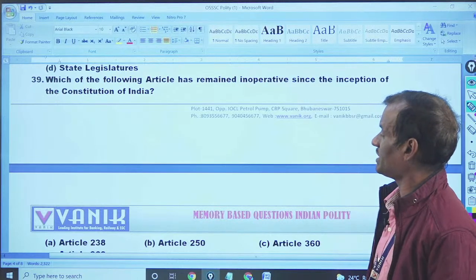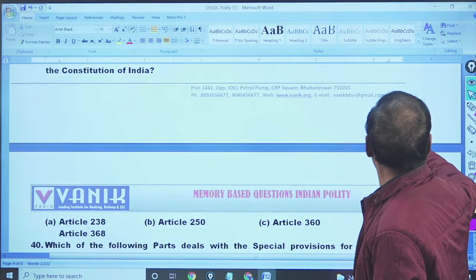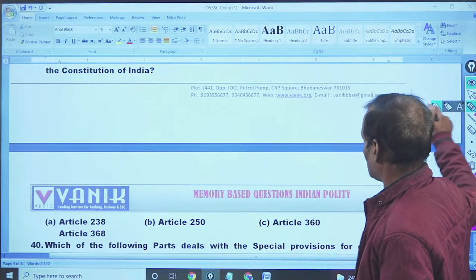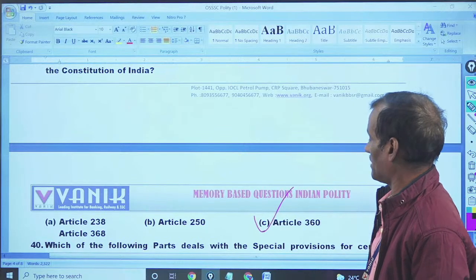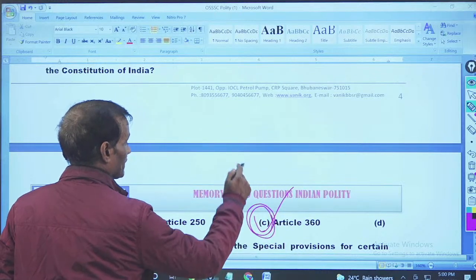Very important question. Article 238 has been abolished, while Article 360, the financial emergency provision, has not been implemented. So answer C.